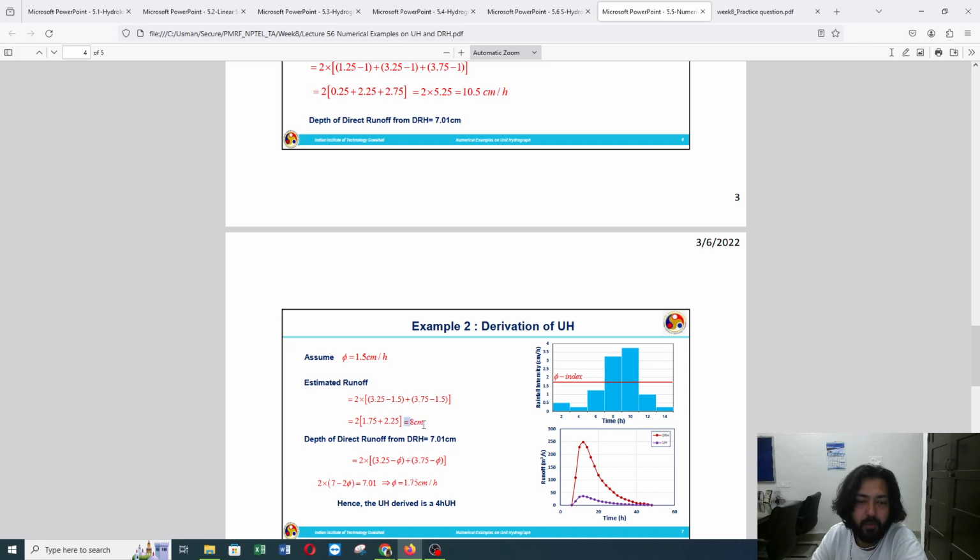So again it is not true. So what we can do is simply take the output result as 7.01 and we can get the value of phi. The value which we got of phi is 1.75 centimeter. Now based on this value we can calculate what the time duration is.